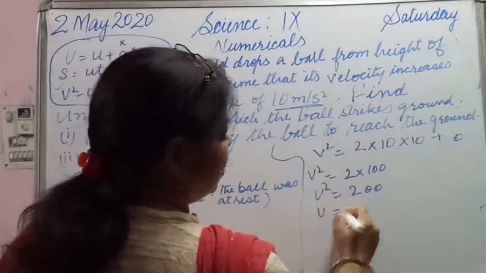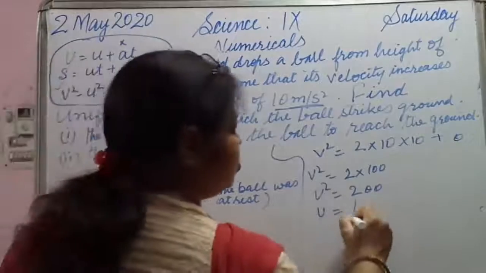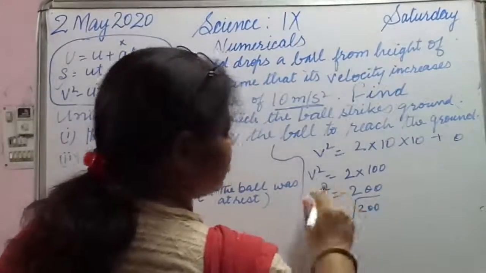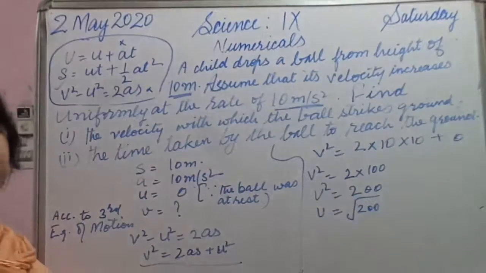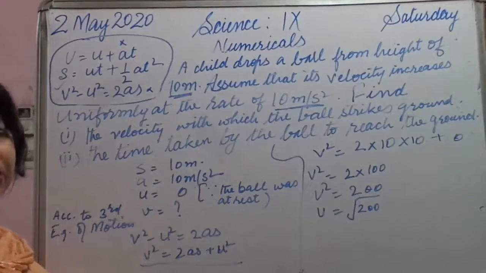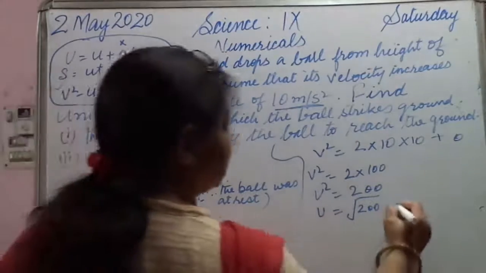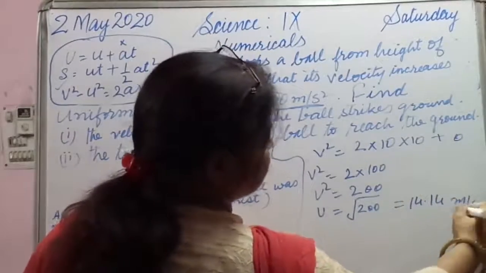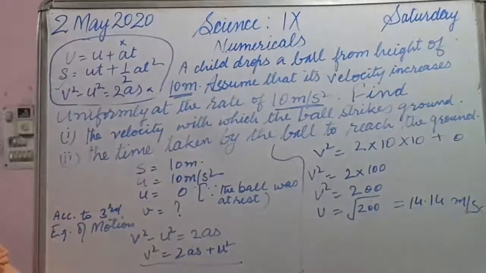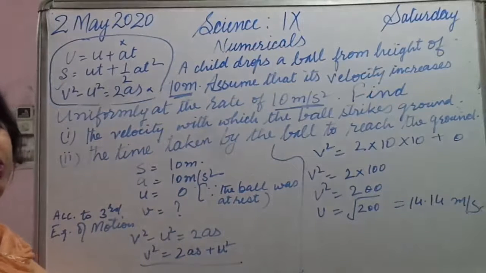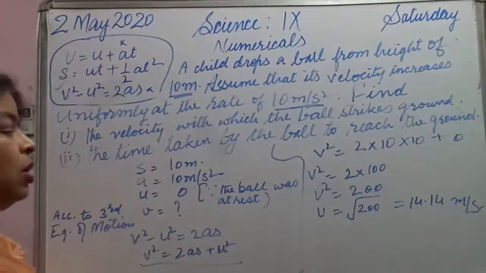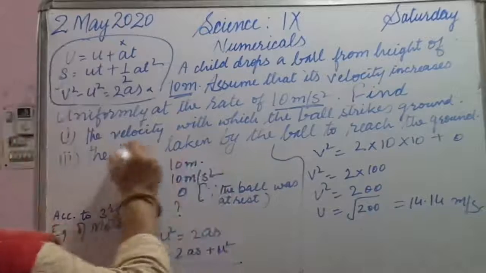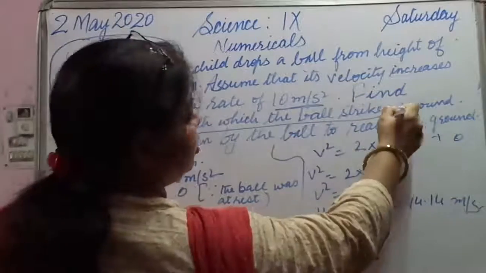So what is the value of V? Under root 200. Now this square is sent to this side. So when we solve it, what do we get? We will get the answer 14.14 meter per second. So what is the value of V? 14.14 meter per second. Now we have found the velocity with which the ball strikes the ground, that is 14.14.